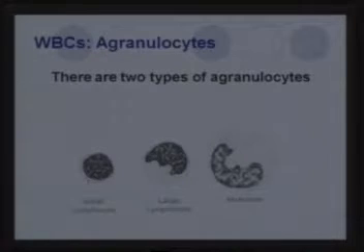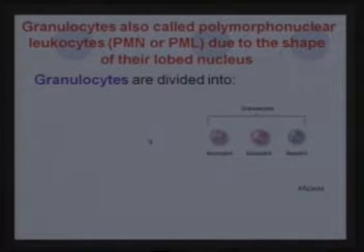There are two types of agranulocytes, called the lymphocytes and the monocytes. And the lymphocytes are divisible into two types: the small lymphocytes and the large lymphocytes. The other group is the granulocytes. They are also known as polymorphonuclear leukocytes. This name has been given to them because all of them have a lobed nucleus, and on the basis of the nucleus they have been named.